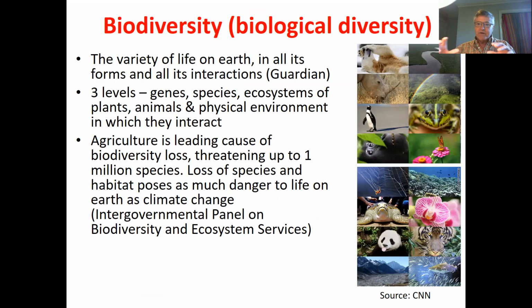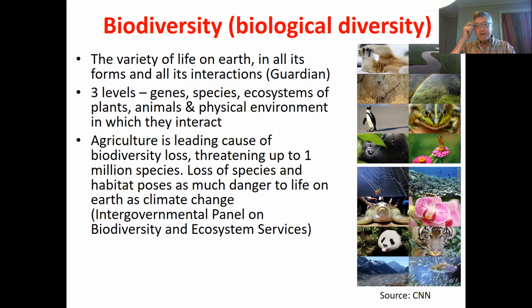One more area that was impacted by agriculture is biodiversity. In the planetary boundaries, it talked about biosystems, including genetic diversity. What is biodiversity or biological diversity? I'm using this definition from The Guardian. I like The Guardian's coverage of the environment a lot. The variety of life on Earth in all of its forms and all of its interactions. So it's the living part of our planet in different manner.